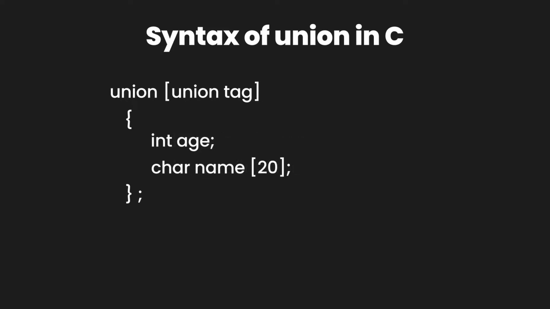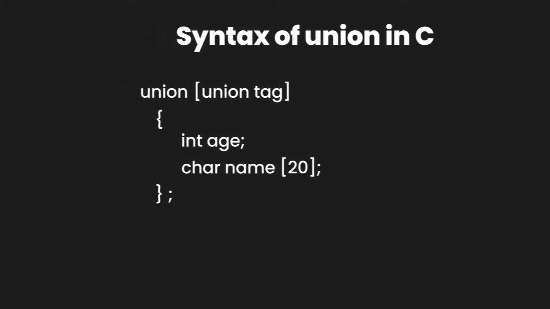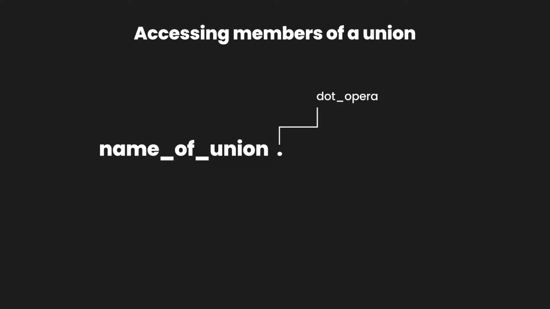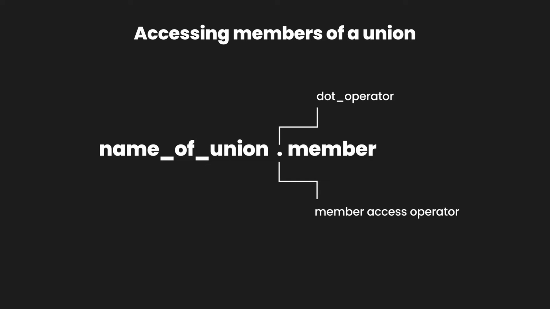Now that we know how to define a union, the next step is to access the members of a union. So how do you access the members of a union? To access the members of a union, you use the name of the union followed by a dot operator. The dot operator is also called the member access operator, and then you follow it up with the member name.